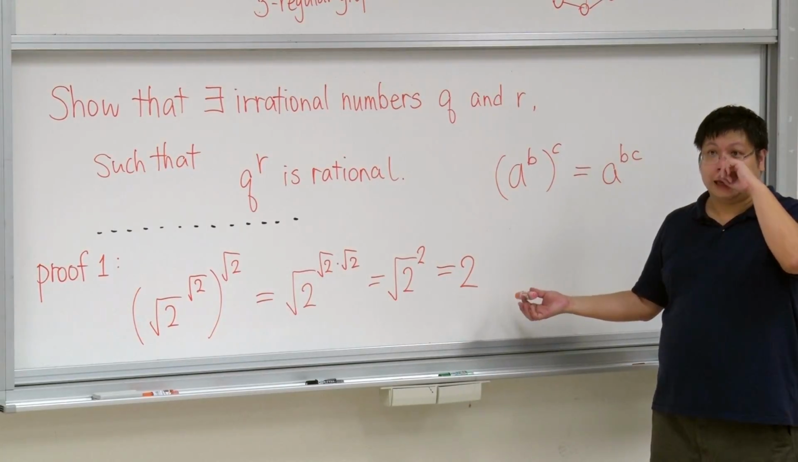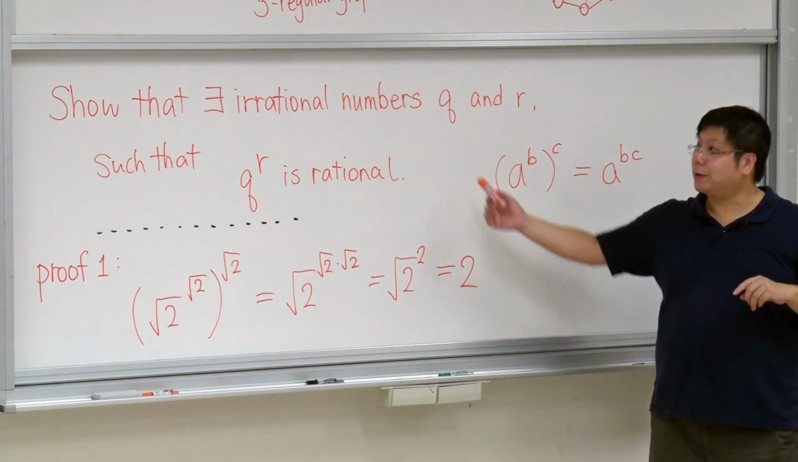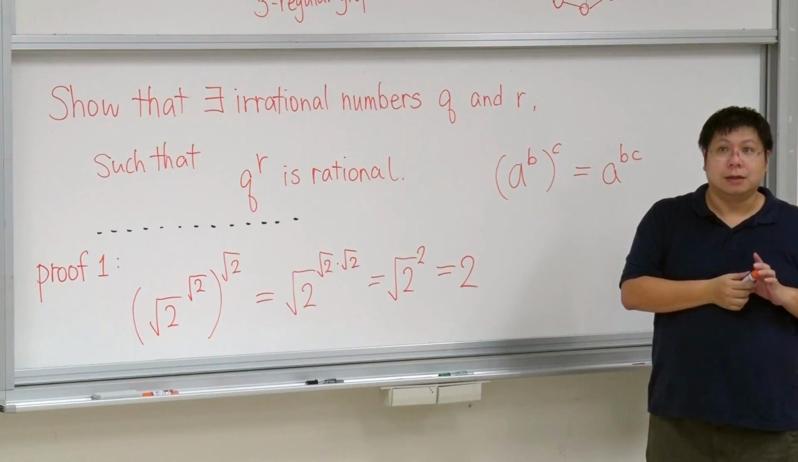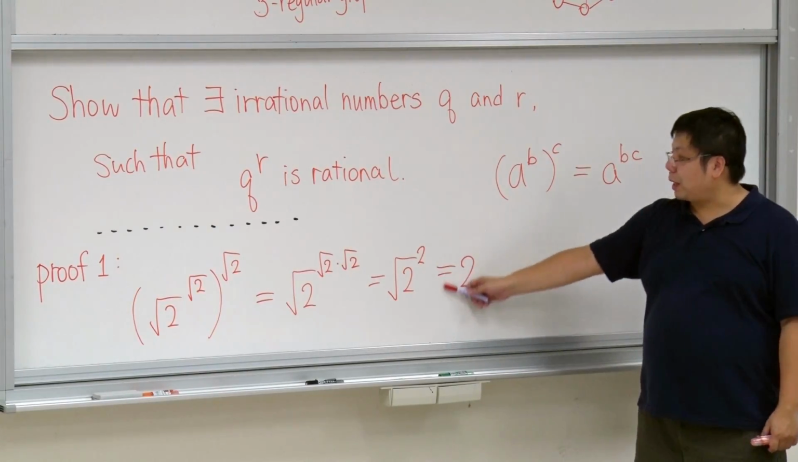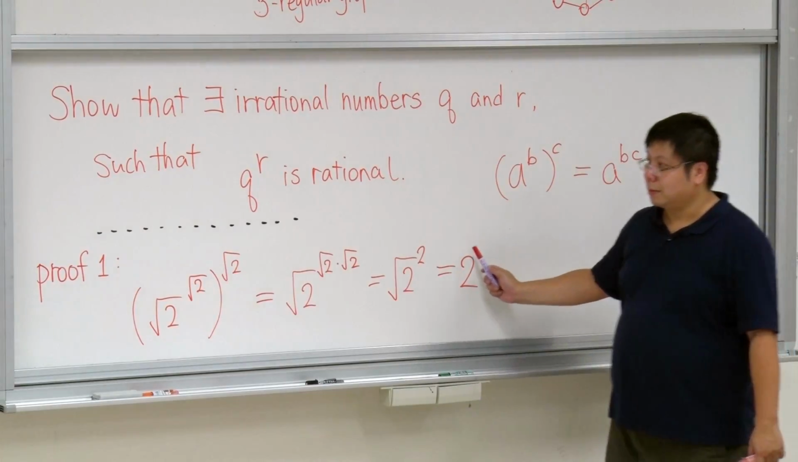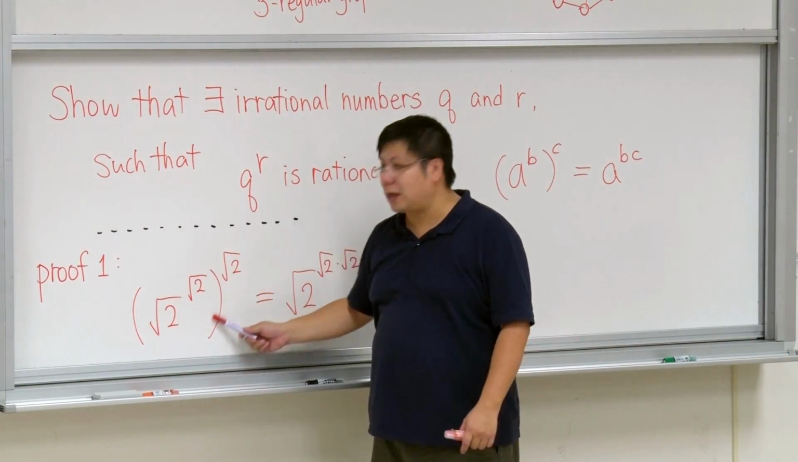Well, is it done yet? Have we proven this theorem yet? No, we have not proven the theorem yet. The reason is, now this is rational, right? But we don't know whether the inner number is irrational or not.